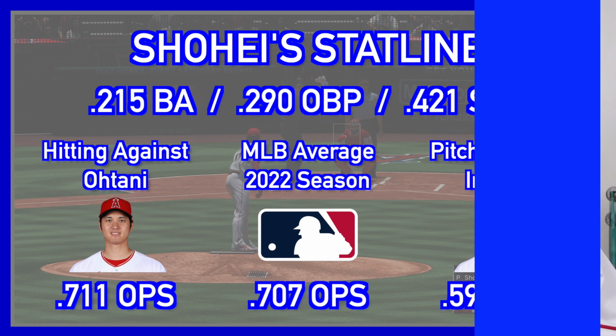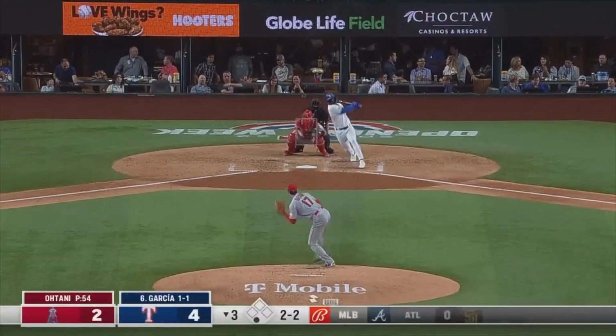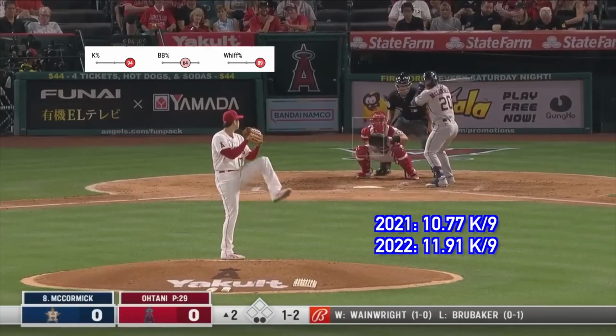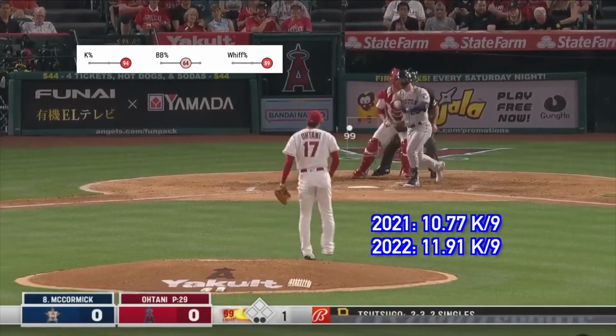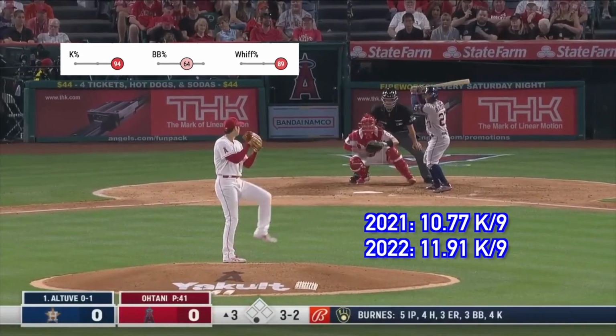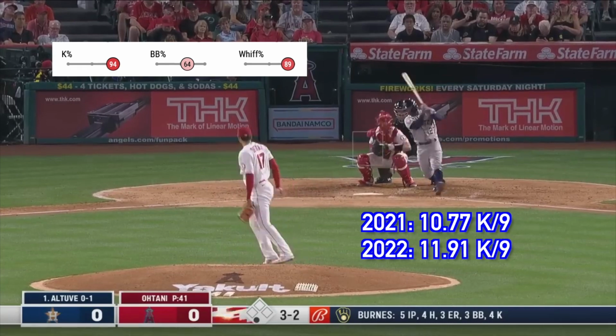However, it's important to note that this is also much better than the .598 OPS he's given up as a pitcher this season. In this matchup, the strengths of both Ohtanis are fully on display. When he's on the mound, pitcher Ohtani is one of the best strikeout pitchers in all of baseball. In 2022, he has recorded around 12 strikeouts for every 9 innings he's pitched, a strikeout rate that ranks 3rd in baseball among all pitchers with 100 innings pitched.